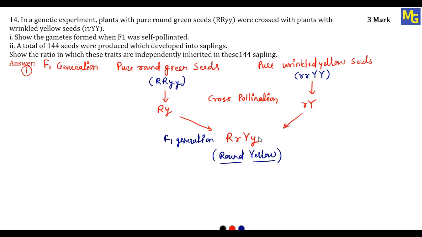We are going to take this F1 generation plant and self-pollinate. And whatever ratio we are going to get, that is called F2 generation. That we have to write. Answer for the second question, we will see on the next page.